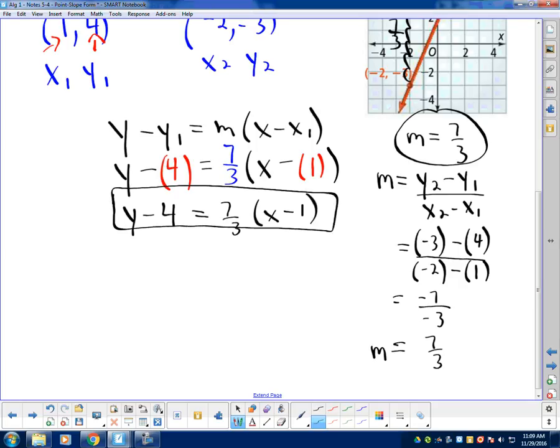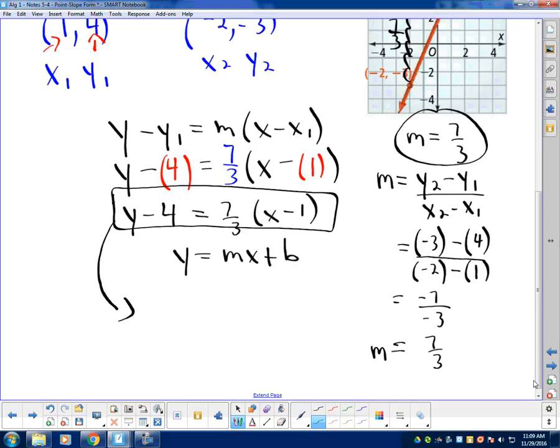Now, you will be asked oftentimes to write this in slope intercept form. Slope intercept form is y equals mx plus b. So you may be asked to write it in that form. We can do that. It's not too difficult to do. With this 7/3 in here, it makes the arithmetic a little more difficult, but using our calculator, it's not a problem. We have the equation boxed right here.